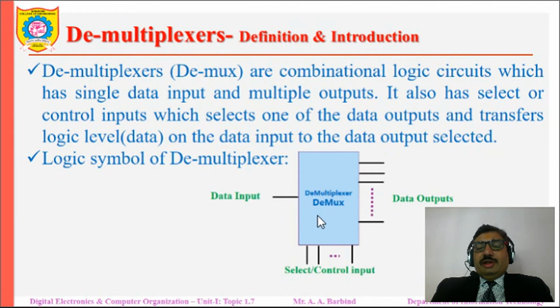So it is exactly the reverse function. Its function is exactly the reverse of that of the multiplexer. Only one input and several data outputs. So the select lines are used to select one of the several outputs, and the data which is there on the data input will be transferred to the selected output.